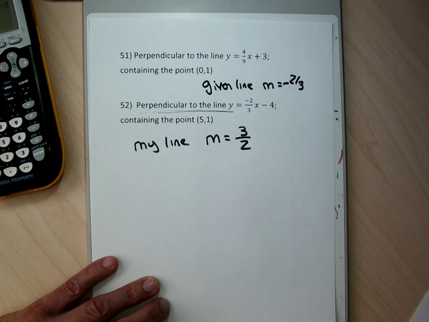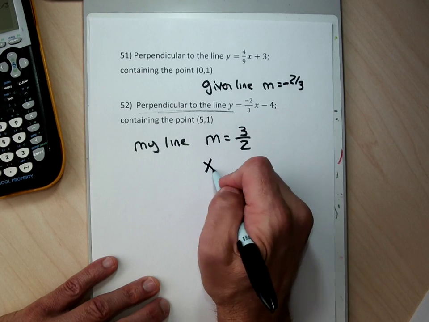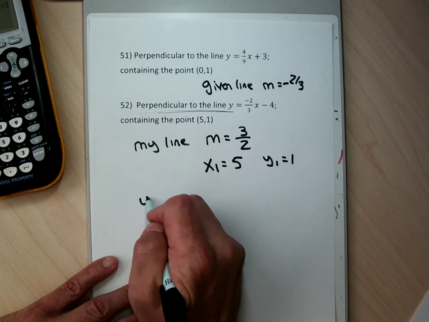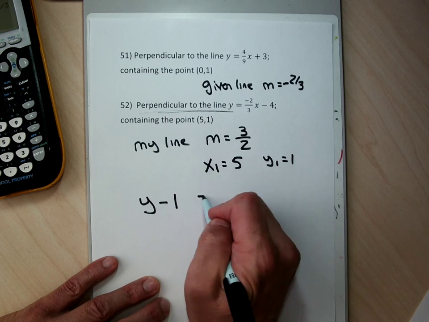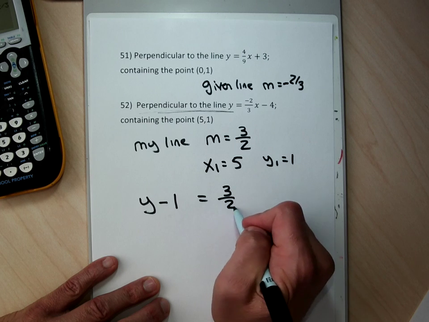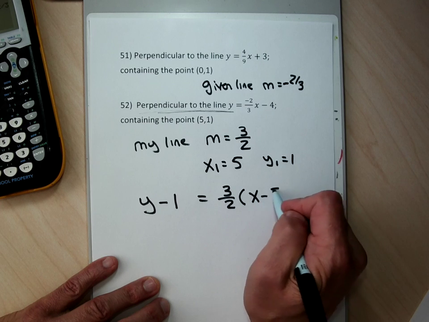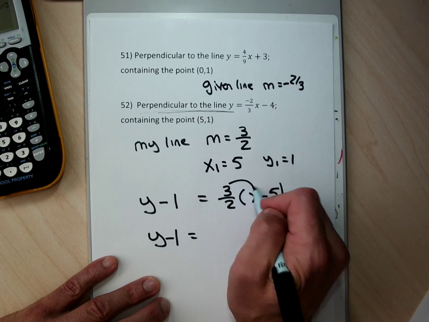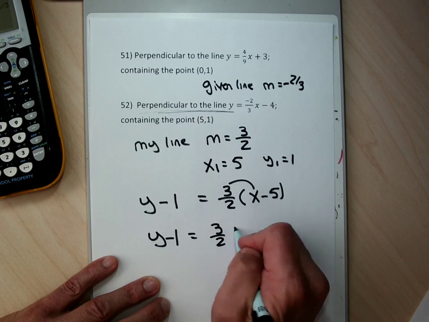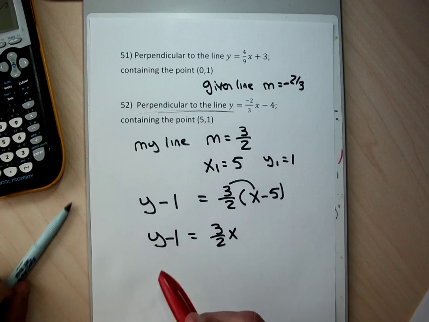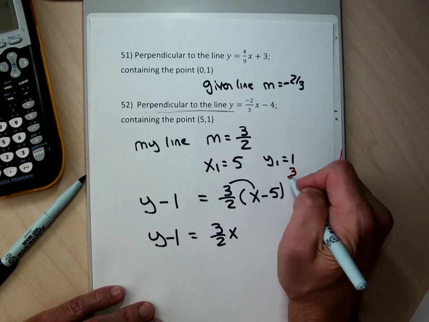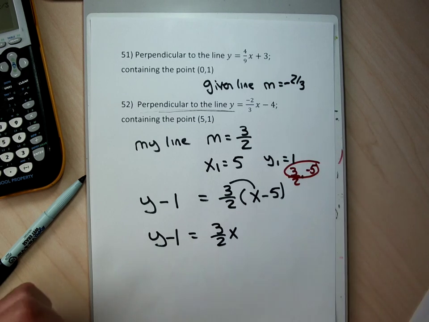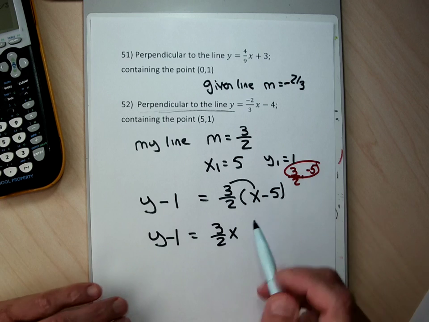And it gives me the point, so I'm going to put in x1 equal to 5, y1 equal to 1, and go y minus y1, which is y minus 1, equals m, 3/2, times x minus x1, which is x minus 5. It's going to give me y minus 1. I'm going to go 3 halves times x, which is 3 halves x. And then I'm going to do 3 halves times minus 5. Just going to multiply that 3 and that minus 5 and get minus 15 halves.